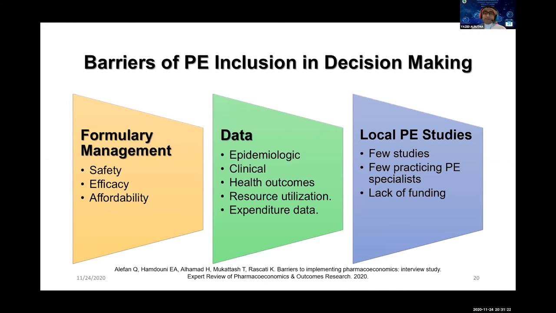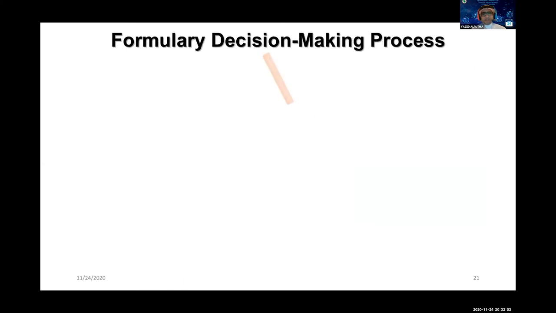Data, they reported a problem or shortage of epidemiologic, clinical, health outcomes, resource utilization, and expenditure data, something that is largely unavailable in the Middle East. Local studies, very few, and their quality is questionable. Few practicing specialists, although we have many people who are specializing in pharmacoeconomics, but it's more in theory, but not in practice, unfortunately. Lack of funding. We have seen here in Saudi Arabia great funding for basic sciences, but a very small percentage of this funding went to economic evaluation, if there is any.